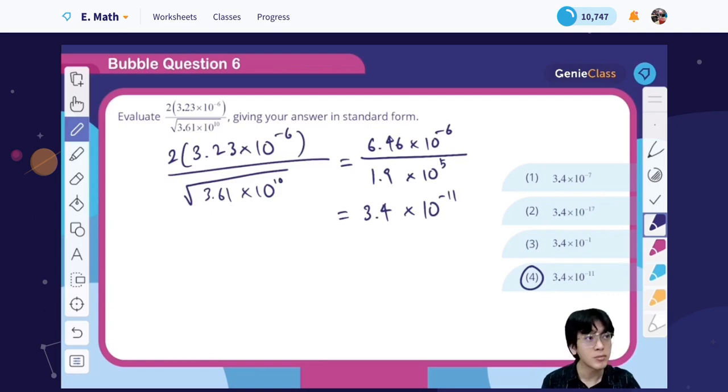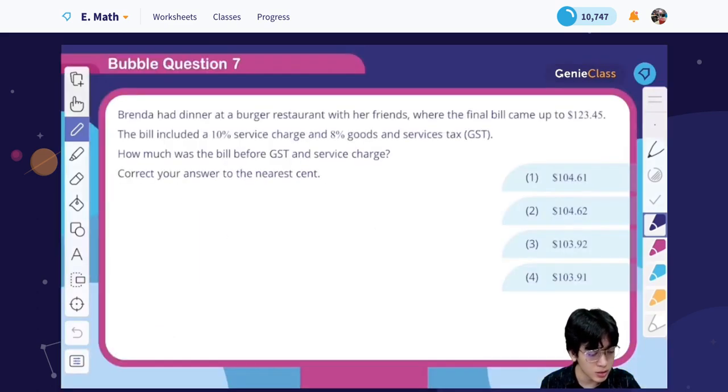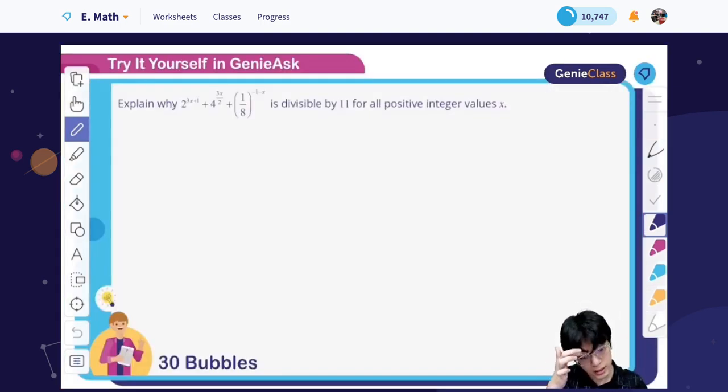Time now is 3 o'clock. There is still one last part which I don't think we have time to go through. It's just 2 extra bubble questions. You should be able to do. I will need to check if we can put it into the Genie Ask Try It Yourself, which is right over here. So this is your Try It Yourself question. Please go and try.